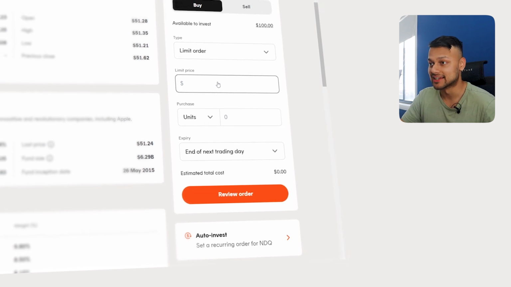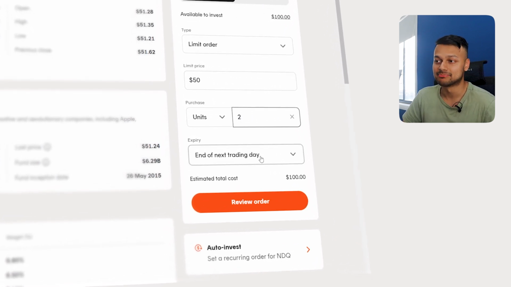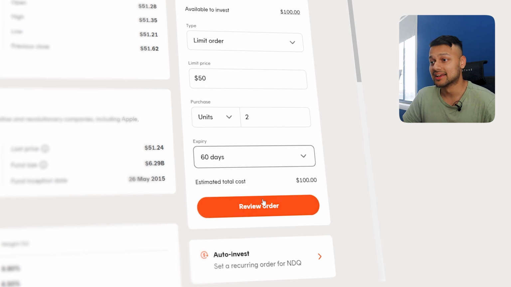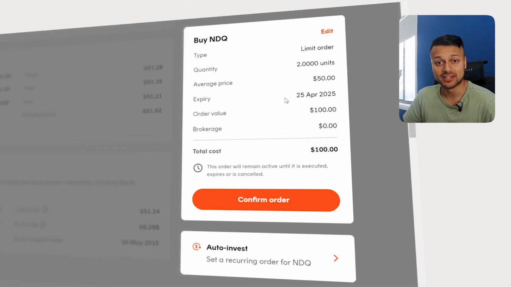So we will place a limit order of, let's say, $50 at 2 units, and the expiry is going to be 60 days. Next step is to press review, and you'll be granted with this screen that basically confirms what you're trying to do. So it's a limit order, quantity is 2, $50 average price, expiry is in 2 months from now, order value is $100. And the good thing is with BetaShares Direct, you won't be paying any brokerage, which is great.